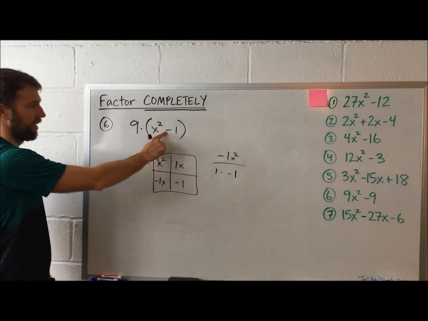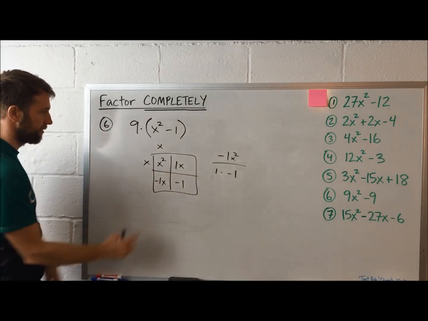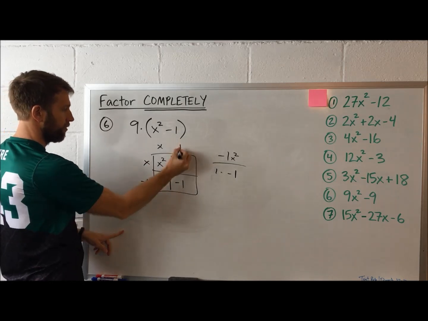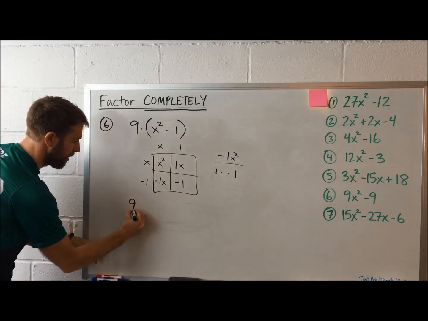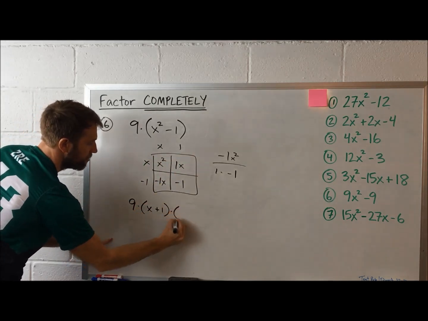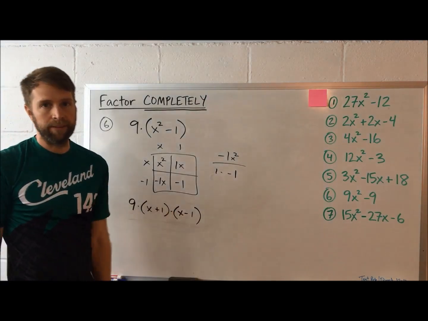There are no x's in that original problem. There's x squareds, but there's not any x's. X times what? Negative 1. X times what? Just a 1. Bring down your greatest common factor. Bring down your base. Bring down your height, and we have factored completely, right?